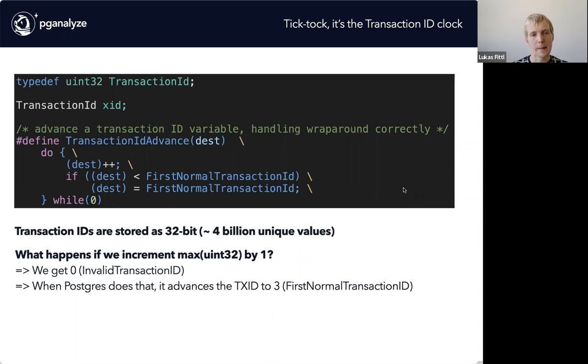Now, what happens when we reach the end of this unsigned 32-bit integer, right? When we get to 4 billion unique values, we wrap around and essentially get to 0 again, just by the way machines work. And Postgres has a little trick here, which is important to understand: Postgres actually reserves the first 3 values, so 0, 1, and 2, for special purposes. So the first normal transaction ID is 3, and there's a very important one, which is the number 2, that most people will talk about in a second.